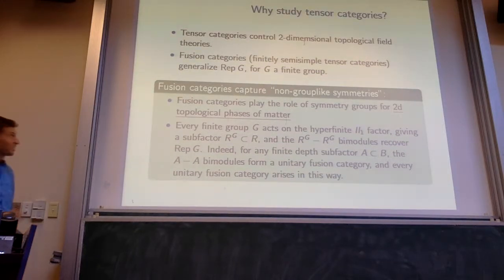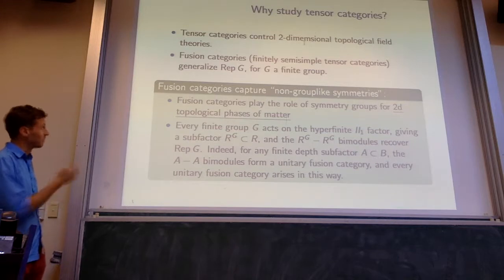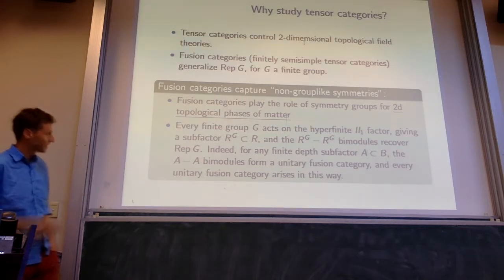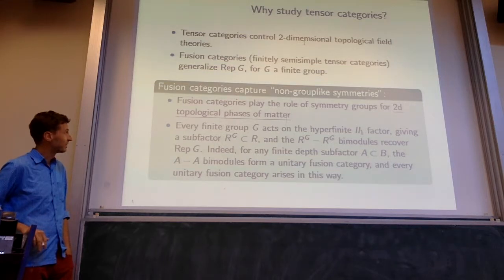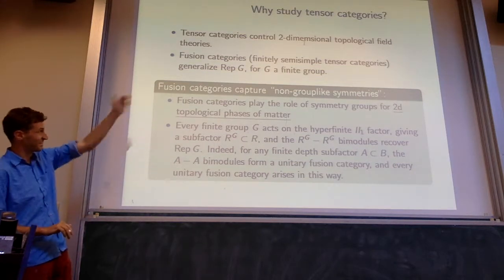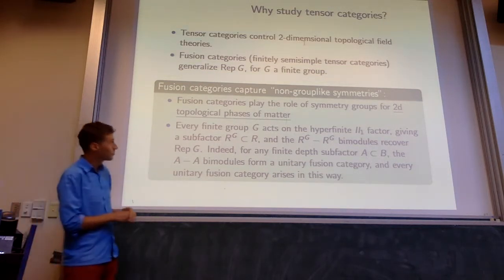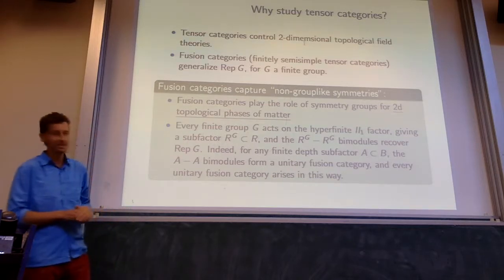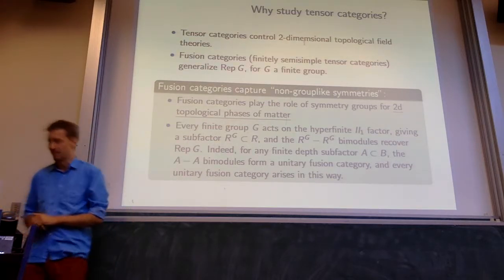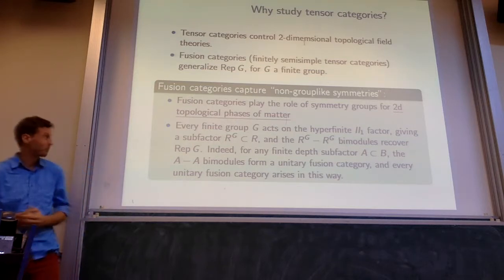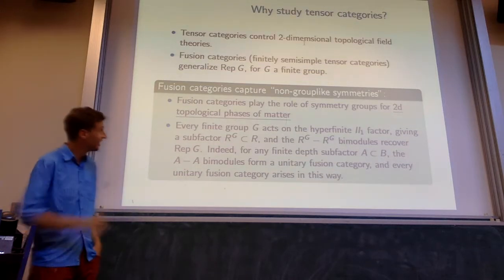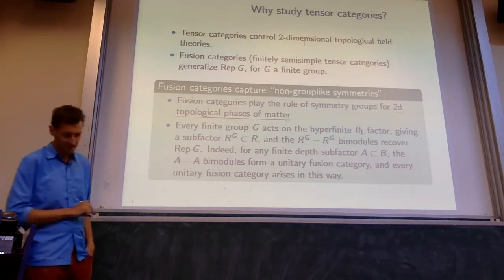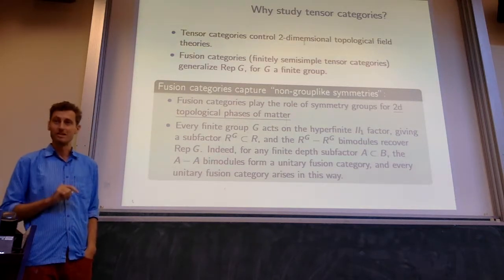Another thing to say about why to study fusion categories in particular, I'll say a little bit about what fusion categories are: a fusion category is a finitely semi-simple tensor category. I'm making the word tensor do a bit more work than it usually does, but we can talk about that at the point we need to. Fusion categories are a nice generalization of the representation theory of a finite group.